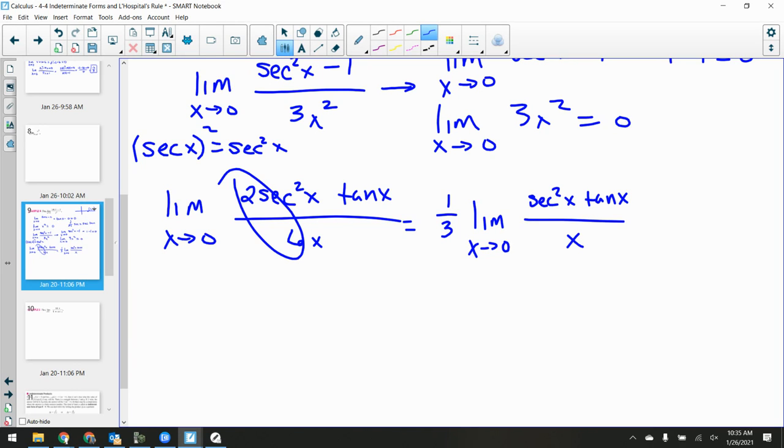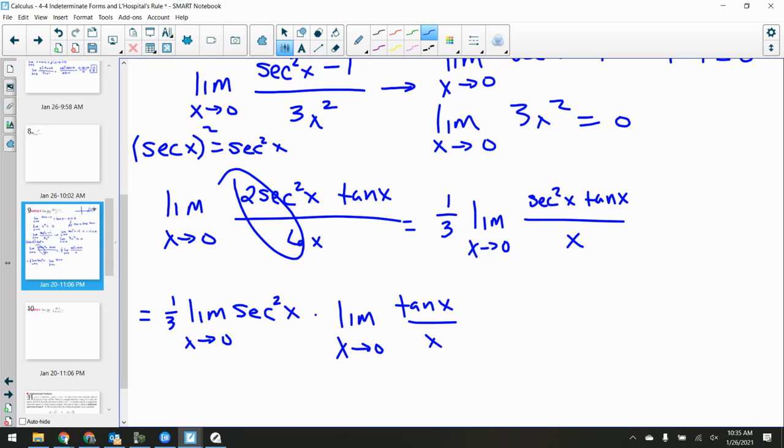And now I'm going to reduce it down a little bit even more to say 1/3 the limit of x going to 0 of secant squared x times the limit as x goes to 0 of tangent of x over x. How come that one doesn't get the 1/3? It's all multiplication. They're both getting the 1/3.